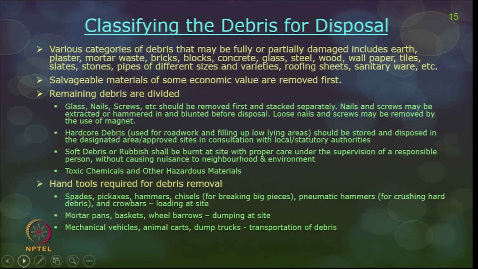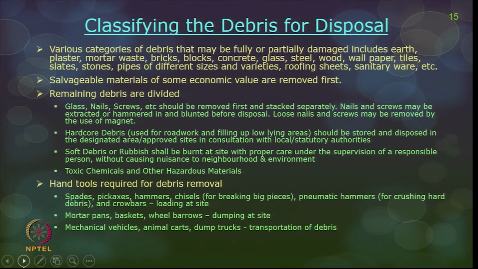Now, how do we classify the debris? Generally after the debris is taken off, there are many types of debris which come in, which include primarily earth, plaster, mortar waste, bricks, blocks, concrete, glass, steel, wood or wallpaper, tiles, slates, stones, pipes of different sizes and varieties, sanitary ware and so on. Like this you get many varieties of debris, and some may be partially damaged, some may be fully damaged also.